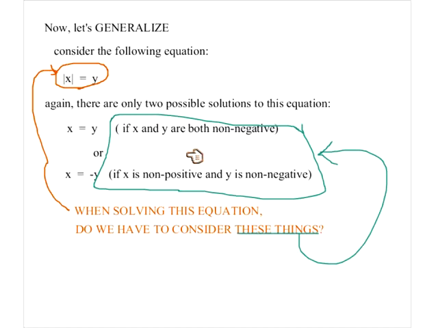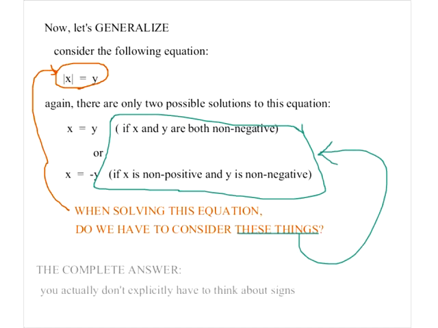The real answer to that question is you don't explicitly have to think about signs, but there's a compensatory step that you have to do at the end to make up for the fact that this sign issue is around. So the complete answer: no caps on, you actually don't explicitly have to think about signs, all caps, but there's an extra step at the end of the process.